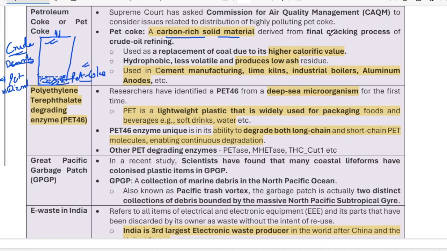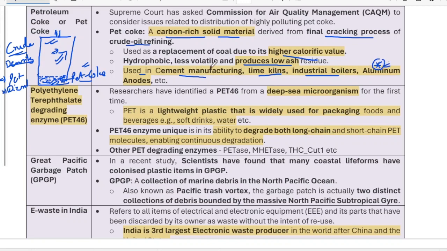It is derived from the final cracking process of crude oil refining. Other things that have remained in the container can be refined easily, but not this pet coke. Because it is derived from the crude, it has very high calorific value and produces low ash content. So it is used in cement manufacturing in India also, lime kilns, industrial boilers and the aluminium industry. This is important: aluminium anodes.